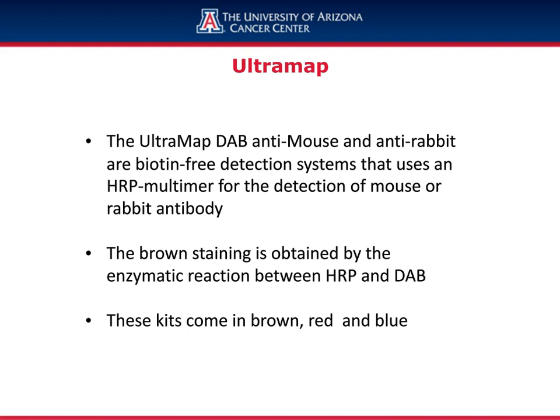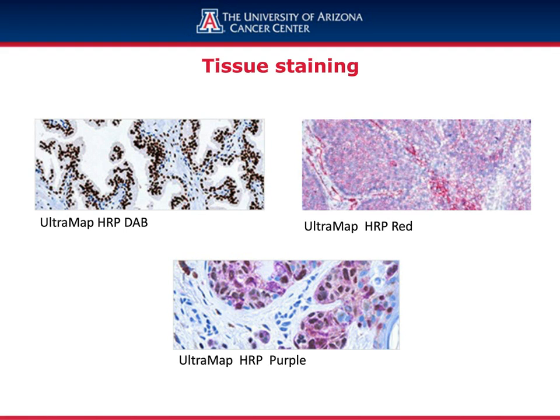And here are three examples of Ultramap HRP DAB staining. On your upper left-hand side, you'll see Ultramap DAB. On your right side, you will see HRP red, and at the bottom you'll see HRP purple.